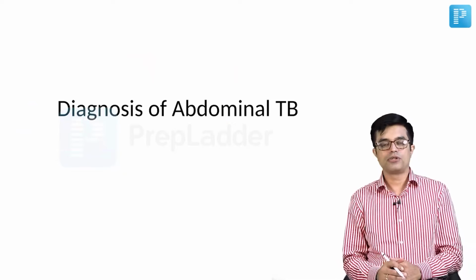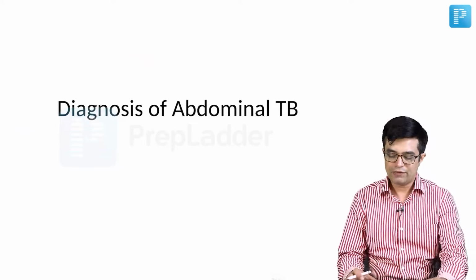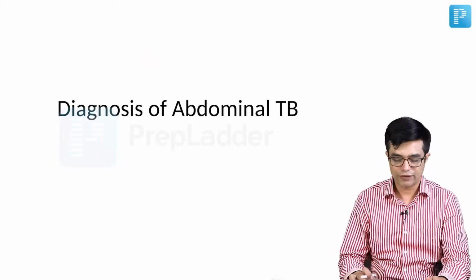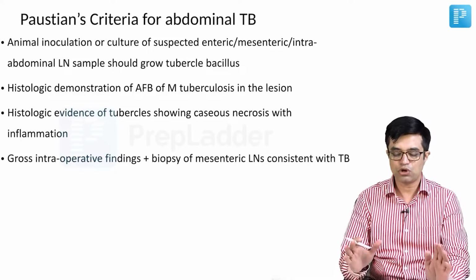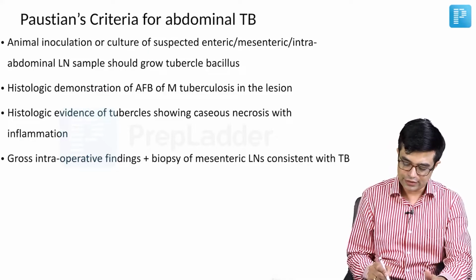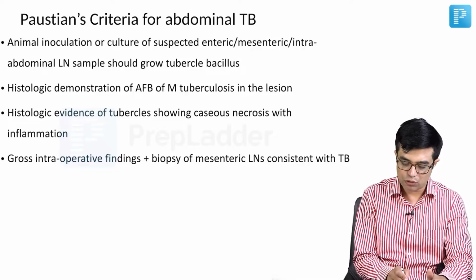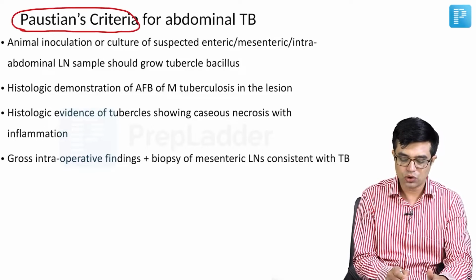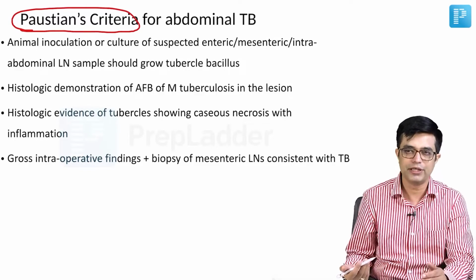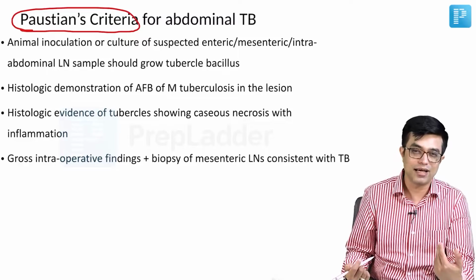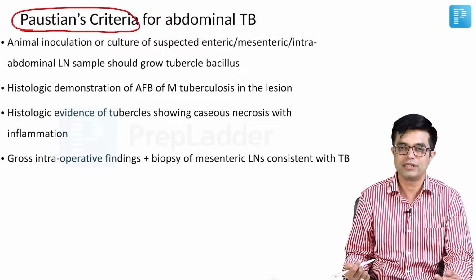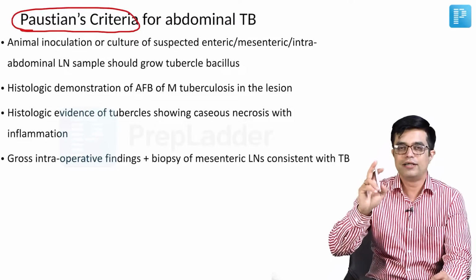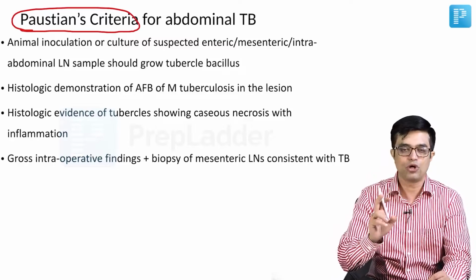Now we come to the diagnosis of abdominal tuberculosis. When we come to diagnosis, before we move into investigations, we should first know the Paustian's criteria. There is an old criteria given by Paustian. This criteria is no longer found in books like OP Ghai or the IAP textbook, but it still has the potential of being asked in your entrance exam. So the name first is important. It is called Paustian's criteria for abdominal tuberculosis.